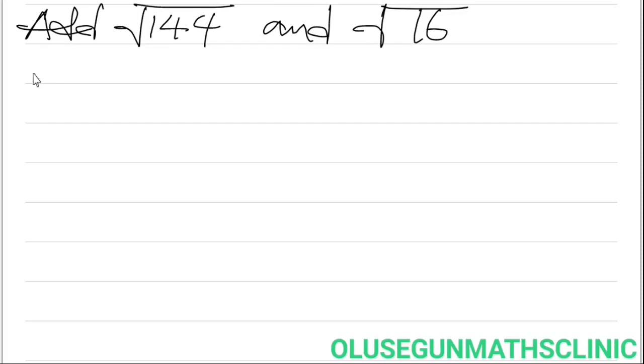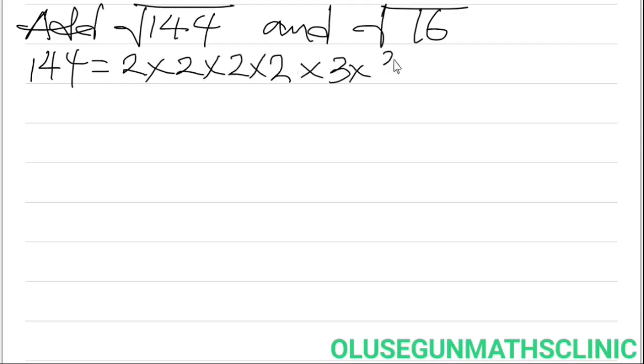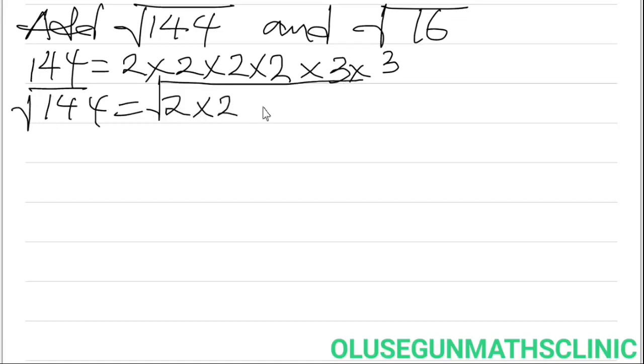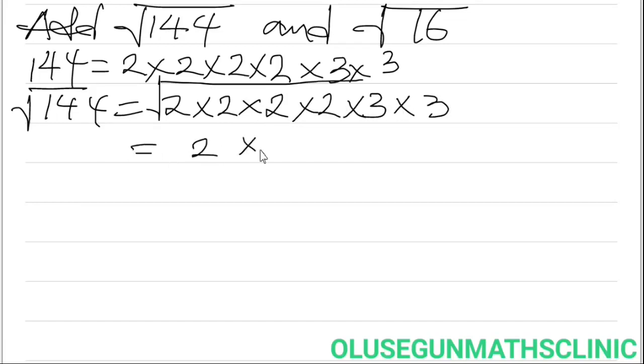The factors of 144 we have done before, but let's do a quick revision: 2 times 2 times 2 times 2 times 3 times 3. So root 144 will be written again as 2 times 2 times 2 times 2 times 3 times 3. We select one of each, making 2 times 2 times 3, which is equal to 12.